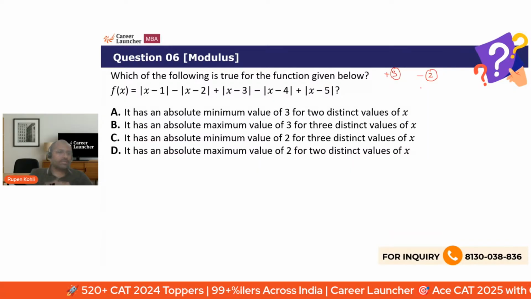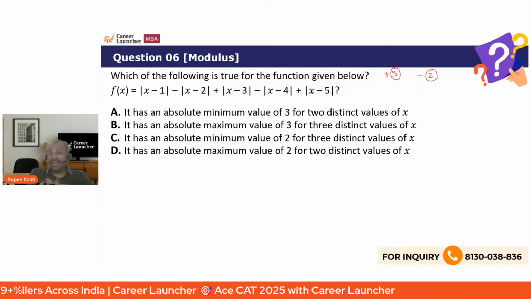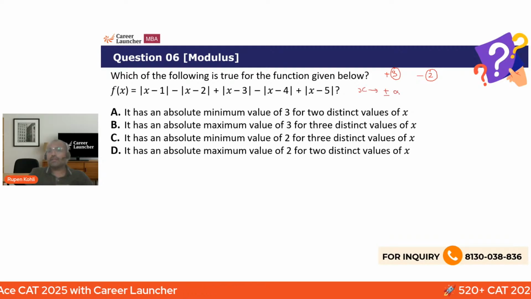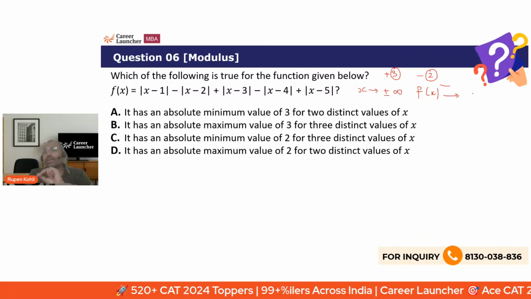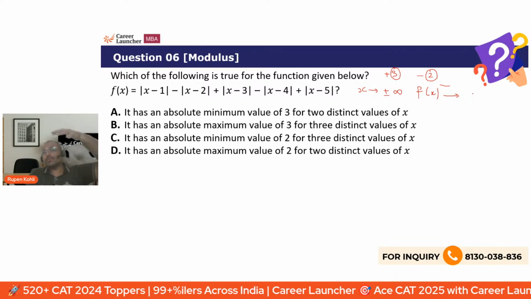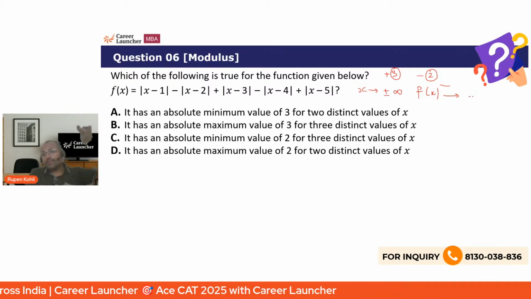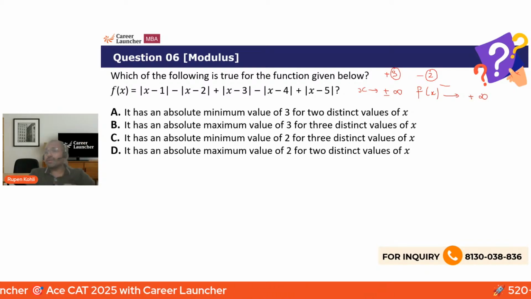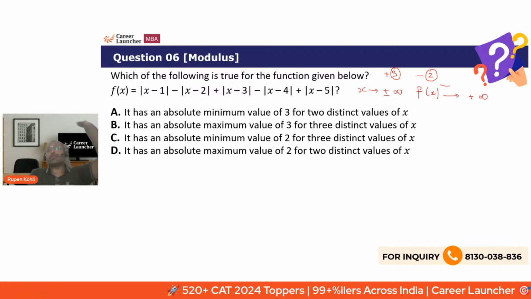I am trying to just eliminate 2 options before I start to solve the question. Because I know that as x approaches large values, whether positive or negative infinite values, f(x) will approach what kind of values? Since there are 3 positive terms and 2 negative terms, more positive terms are there, so overall the net effect is positivity. So f(x) will approach plus infinity for very large values of x. What I'm trying to say, this function will not have an absolute maximum value. The absolute maximum value is unbounded, it is going towards plus infinity.